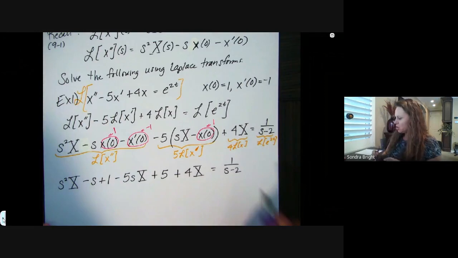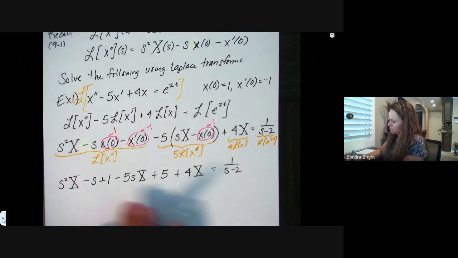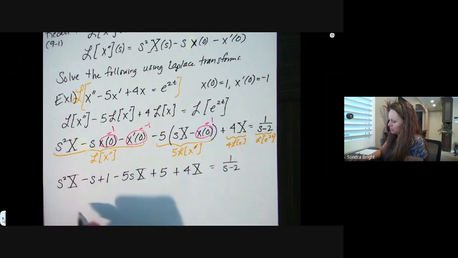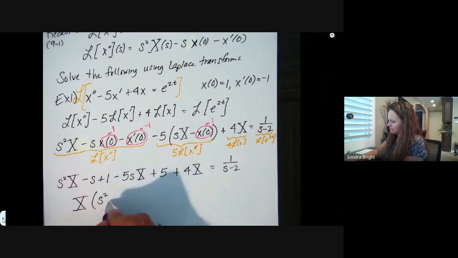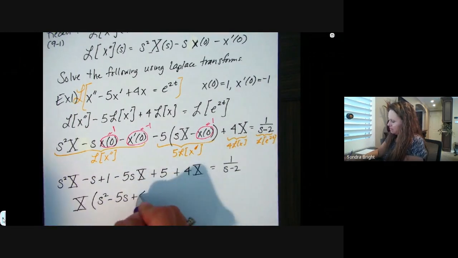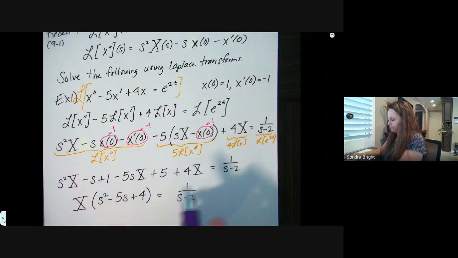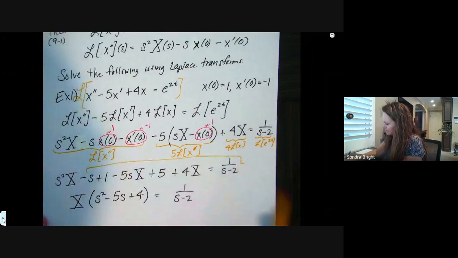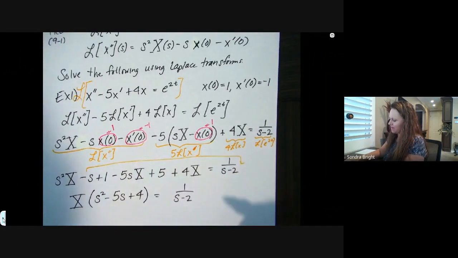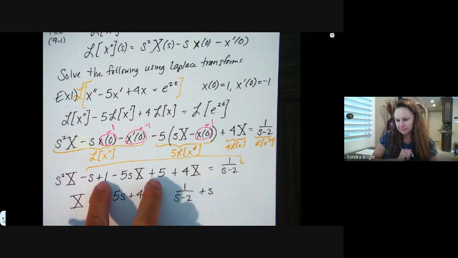You want to solve for capital X as your goal. So I'm going to get anything without an X in it over to the other side, and factor out the capital X, leaving s squared minus 5s plus 4. The minus s I'm going to add over to the other side, so a plus s, and the 1 and 5 are both positive, so that's a 6. I'm going to subtract 6 like that.